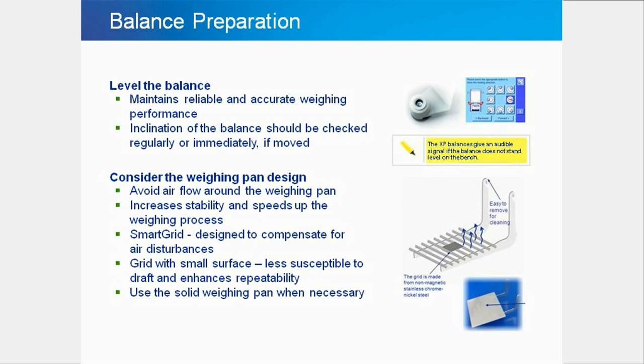The smart grid is especially designed to compensate for air disturbances. The grid is made from non-magnetic stainless chrome nickel steel, and a grid with small surface enhances repeatability and reduces the risk of variation due to drafts. The large solid pan should be used only when really necessary.